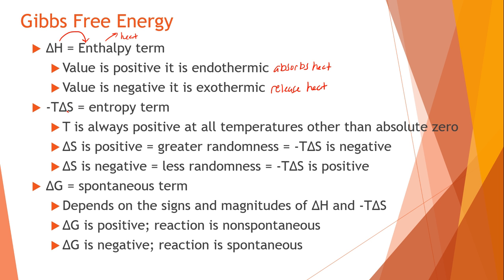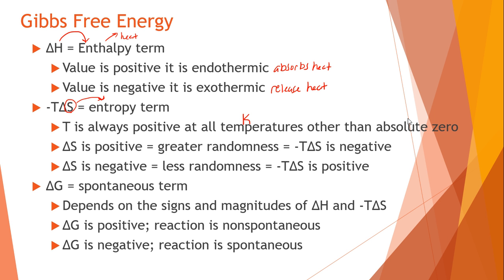The second term we learned was this delta S value, and that is our entropy term. The reason we are able to attach it to that negative T is because T is always positive at all temperatures. Because the unit is in Kelvin, the lowest Kelvin can go is absolute zero. So that's the only time it would not be positive, but it's not negative either.